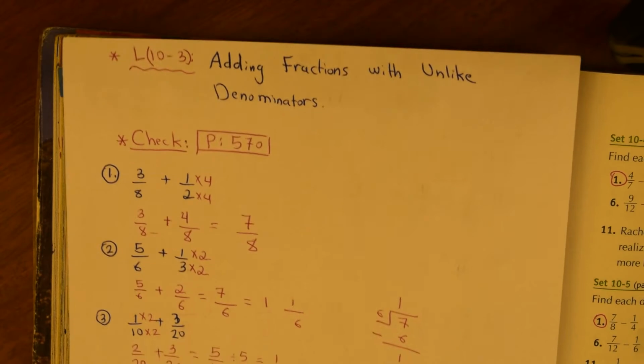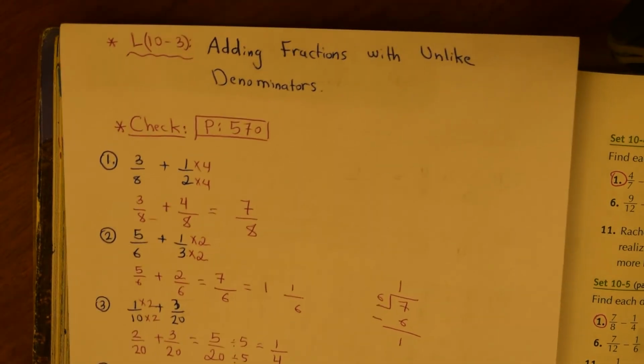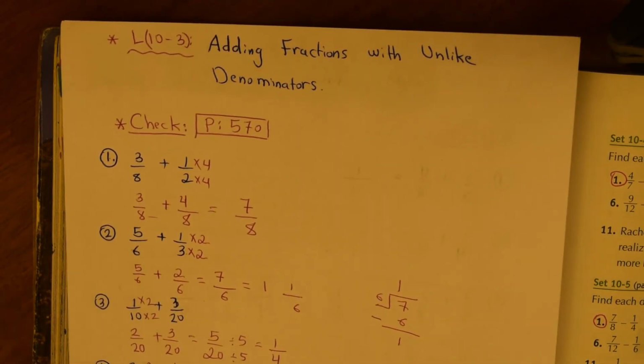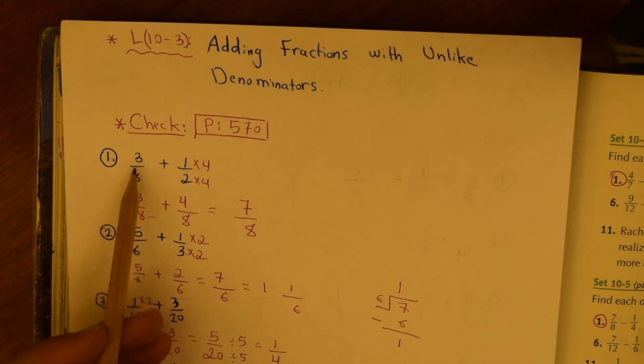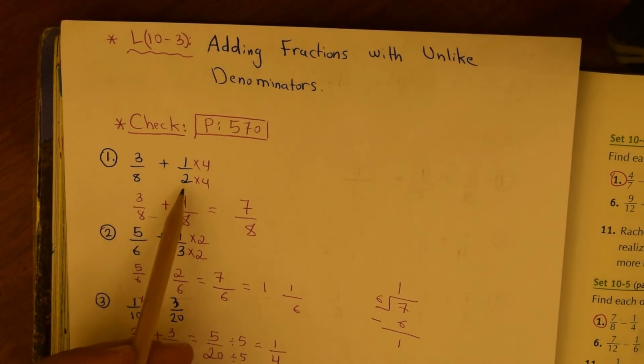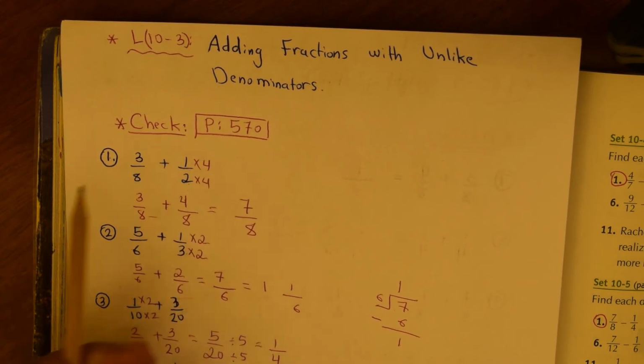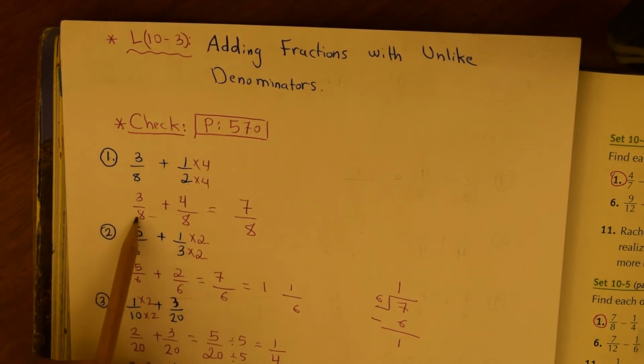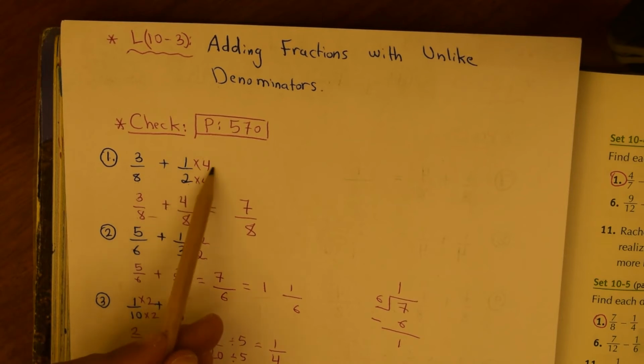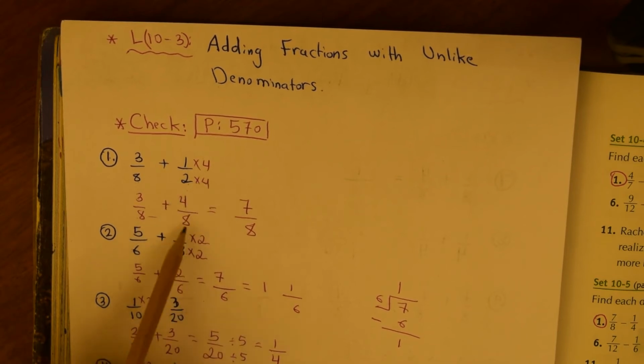Now when I have unlike denominators, I can't add until I make them like denominators. So for number 1, I have down 8 and 2. How can I make the 2 8? I will multiply the 2 by 4. Then I will multiply up and down by 4. I will take this fraction down, add it 2. 1 times 4 equals 4. 2 times 4 equals 8.